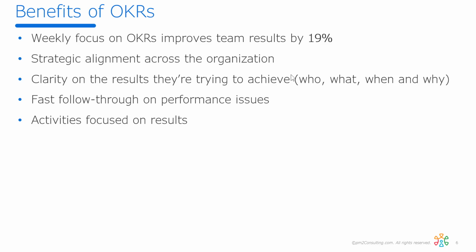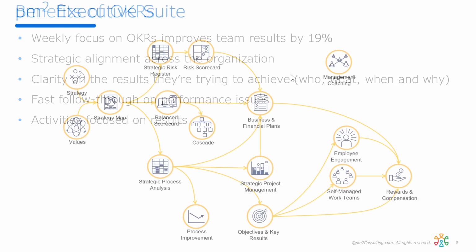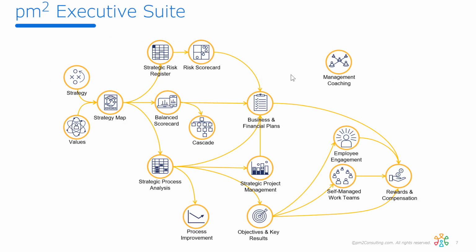Now, OKRs is part of the overall management system that you need as a leadership team. So the OKRs down here are just a portion of what you need to do. We need to start with the strategy, figure out how our activities, our processes and projects line up to it, and then finally we can do our OKRs.